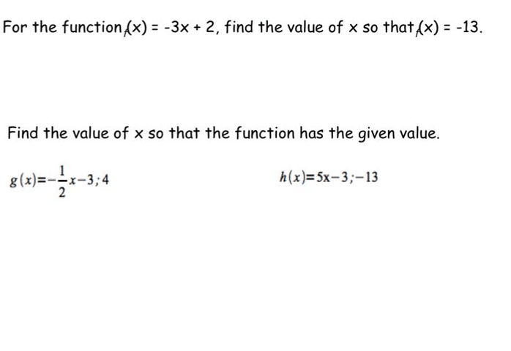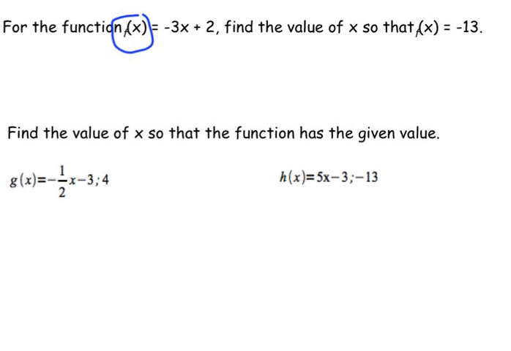The next thing is similar. In this case, the function f of x is equal to negative 3x plus 2. Find the value of x so that f of x is equal to negative 13. By the way, quick question here: what's the y-intercept? It's going to be 2. What's the slope? Negative 3. That's just a reminder of how it works with those.